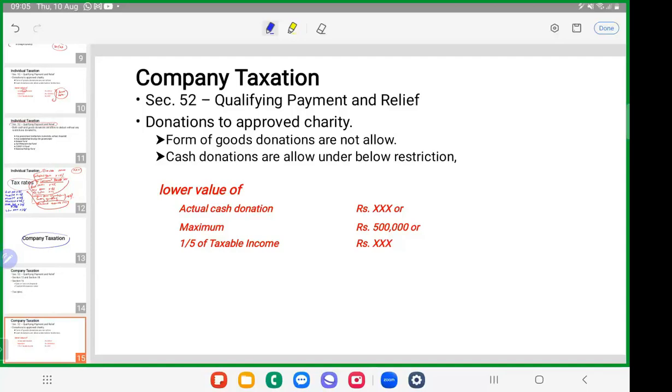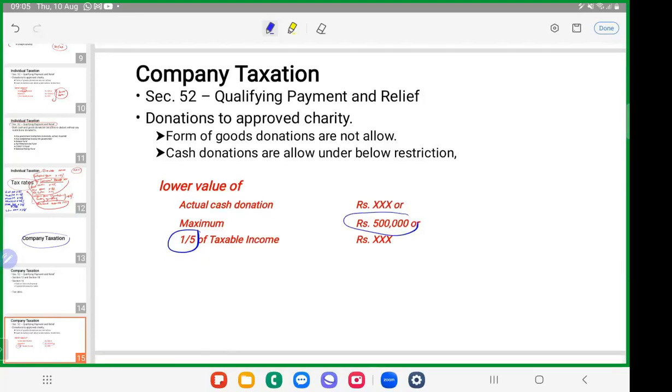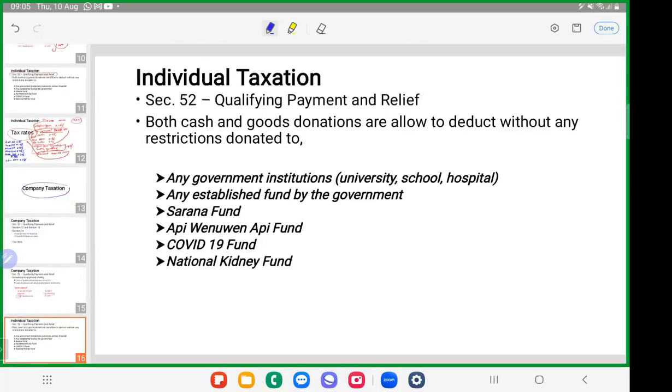Now this time, here there are two differences. The maximum amount previously was 75,000, now 500,000. Previously it was 1/3 of the taxable income, now 1/5 of the taxable income. So these are the changes between the individuals and the company. There is no difference that will change after 1st January or 1st October. So regarding this, this should be the company, right? Yeah, this should be the company.